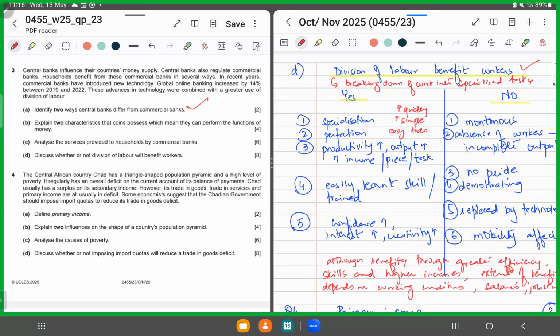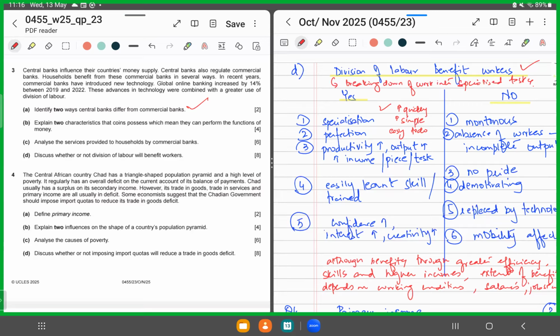So we could say that yes, maybe division of labor is beneficial for workers in that it helps workers perform the tasks quickly, and the tasks are simple and easy to do, such that they get specialized in the performance of these tasks in such a way that they are perfect in it. And if they are paid on a per piece rate on the performance of these individual tasks, it's more likely that productivity is going to increase and they are going to contribute towards the increase of the output. As a result, their earnings are going to increase and they are going to enjoy higher incomes.